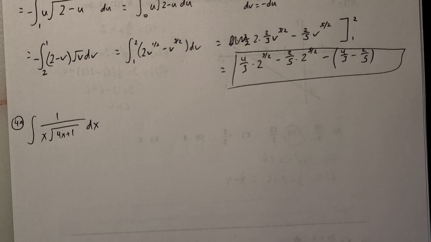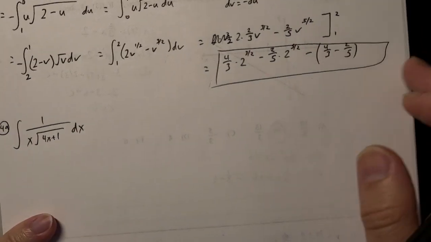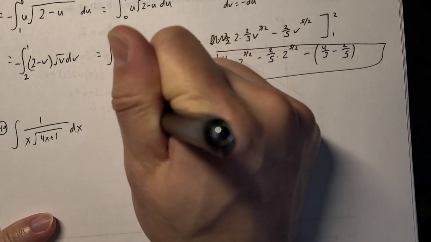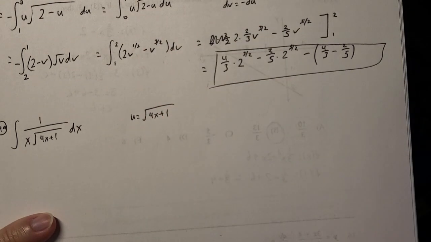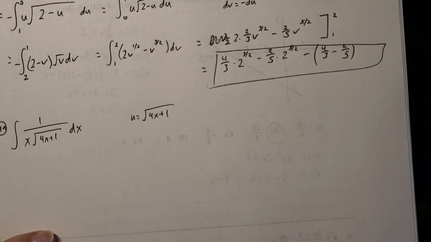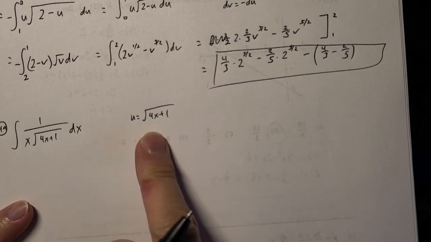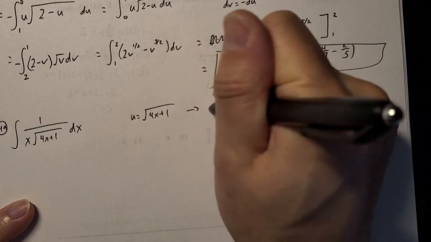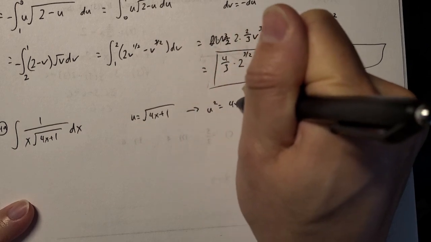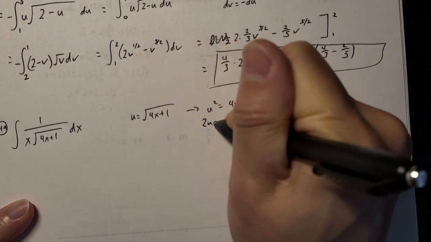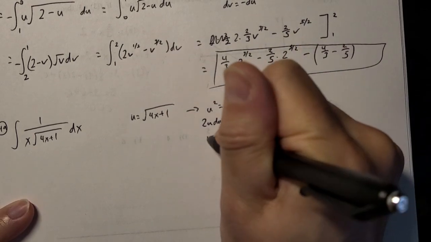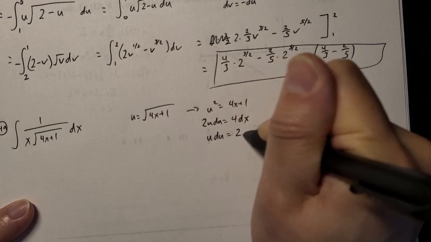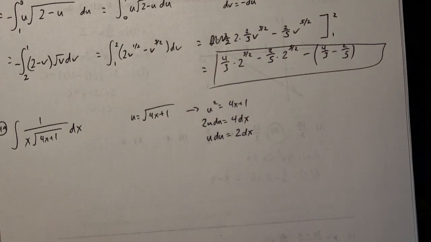Okay, so maybe let's try substituting something. So maybe let's actually do that substitution I was saying. u is the square root. Okay, I'm not sure if we'll get anywhere, but let's just try it. See if we can clean up some things. Make it look like one of the techniques we know how to do. Okay, so as always, let's square it. u squared is 4x plus 1. So then 2u du would be 4 dx, or u du would be 2 dx.